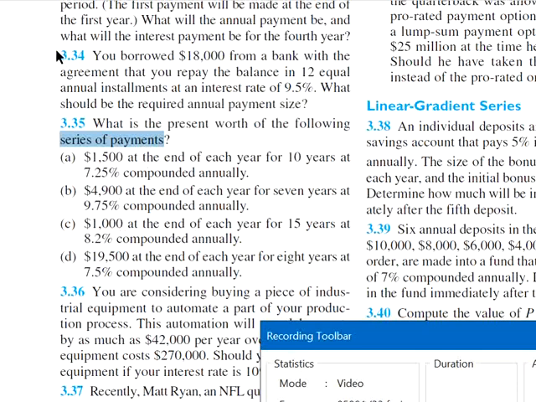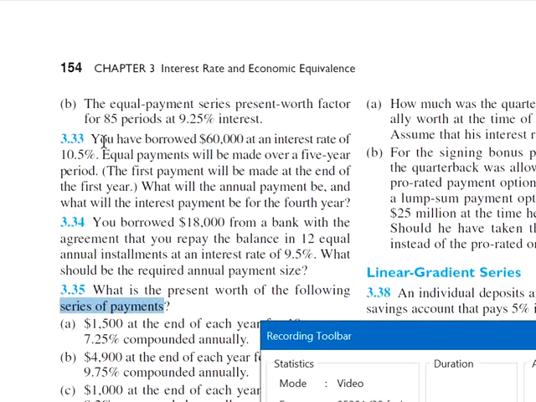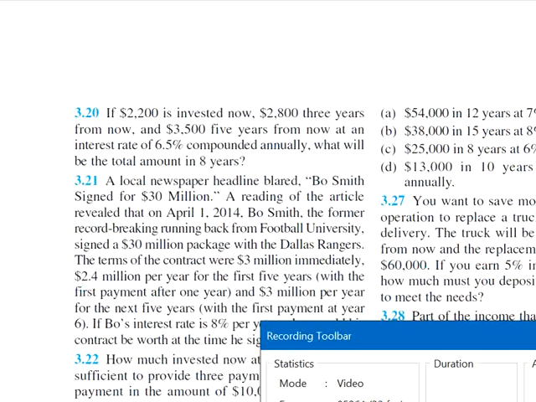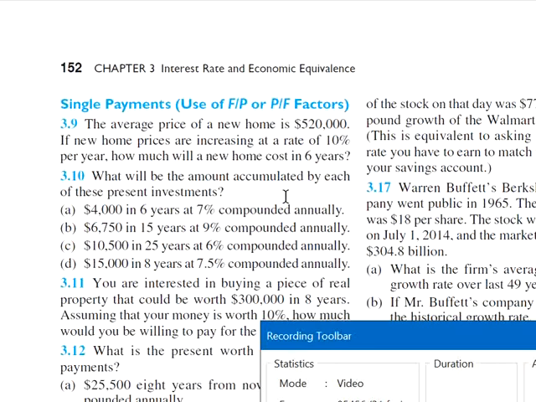I just want to show you something from the previous question, to see what the difference is. If I go back, see here: what will be the amount accumulated by the following present investment? So P is given, what will be the F? But this one here is a single amount. Remember, this is the difference.